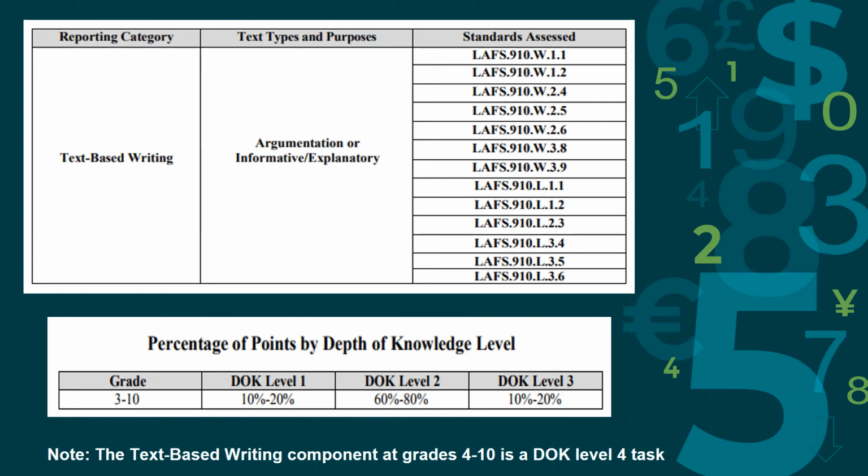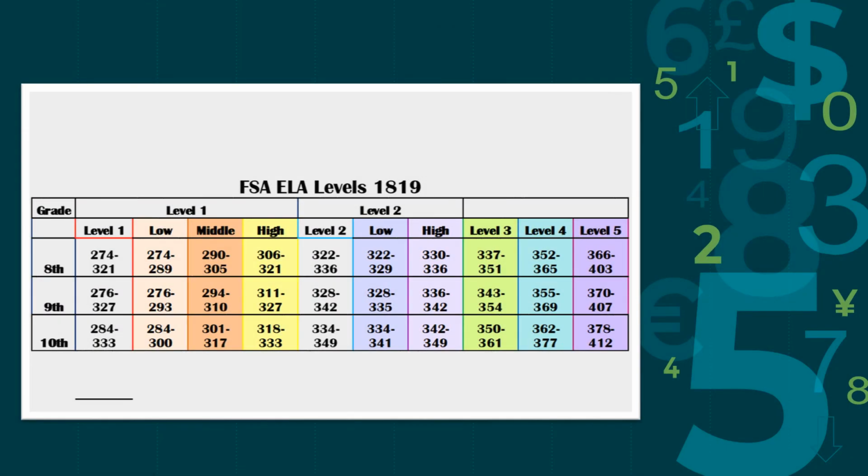And lastly, this is the writing component. The writing component ranges between 10 and 15% of the FSA assessment. Looking at this chart, this is from the 2018-2019 FSA levels. It still applies today. The numbers do shift.